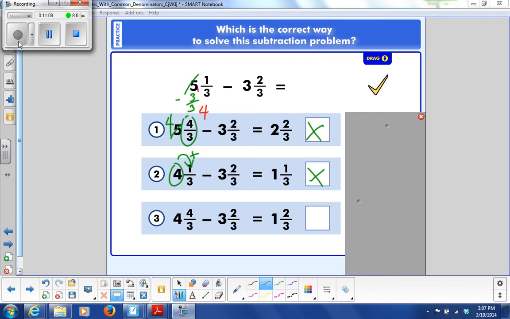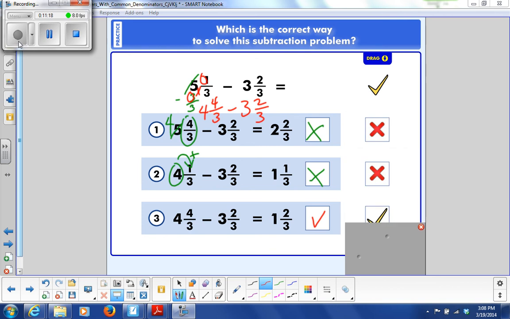And then I take the 3/3 and I add it to the 1/3, which gives us 4/3. And now I can subtract 3 minus 2/3. Check your answers. Good job, guys.